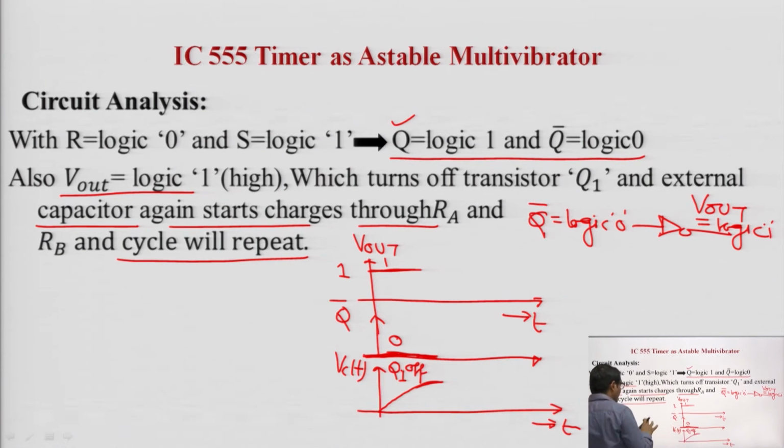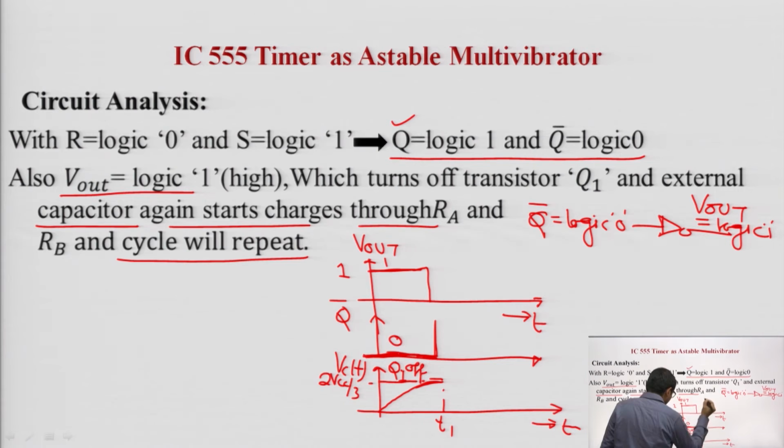Now next, the flip flop goes to the reset state. Reset state means q equals 0, q bar becomes 1, at t equal to t1, when VCT becomes 2 VCC by 3. Then V out is 0. And if V out is 0, q bar is 1, Q1 goes to the on state.